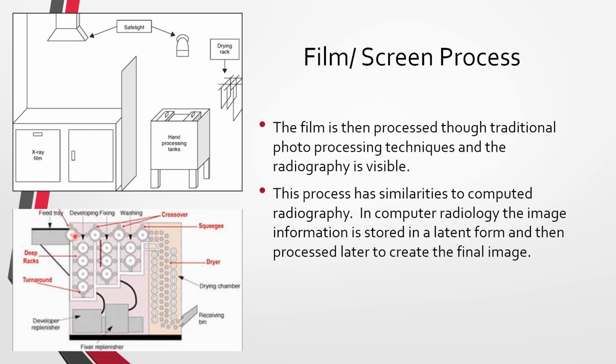This would be an example of an automatic processor where the film goes in and all the steps are taken care of and the film would come out here. This would be a hand washing or by hand process.